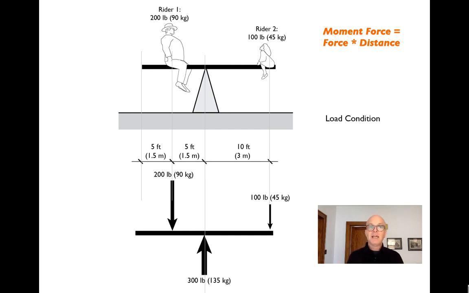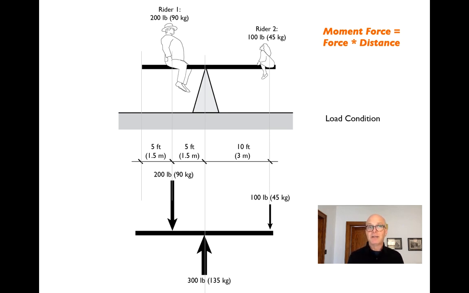If we want the seesaw to balance out, we have to locate them on the seesaw in a way where each of their weight times the lever arm that they have around the fulcrum is going to be equal to one another. So in this case, we have a 200-pound rider, and we've put him 5 feet away from the fulcrum. We have a 100-pound rider. We've put her 10 feet from the fulcrum.